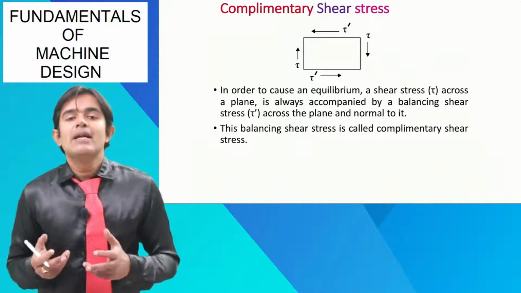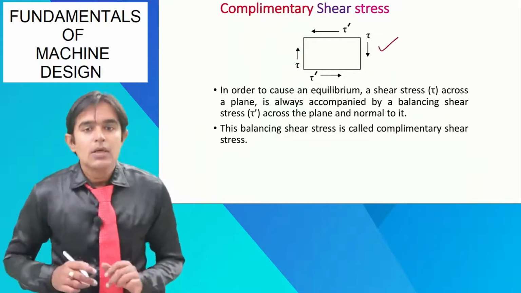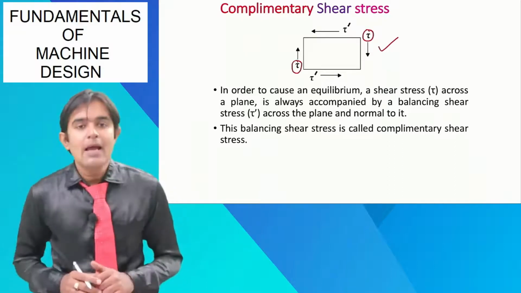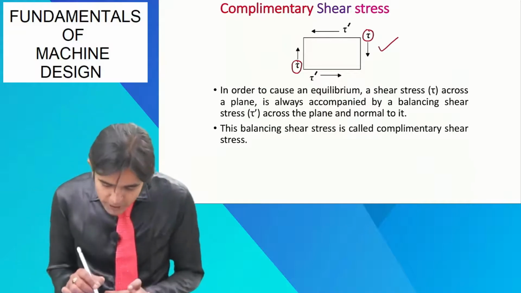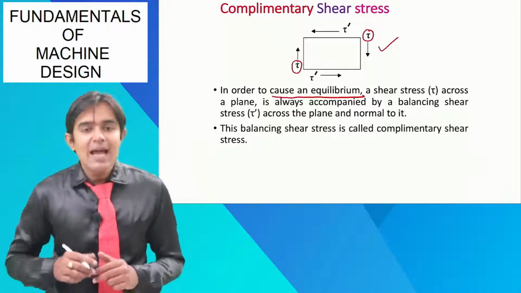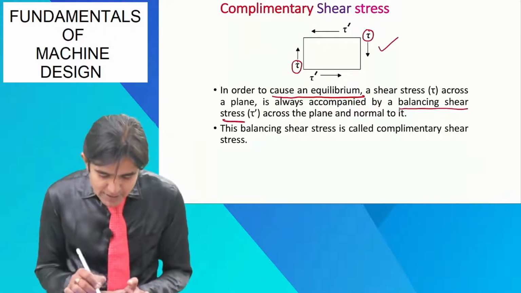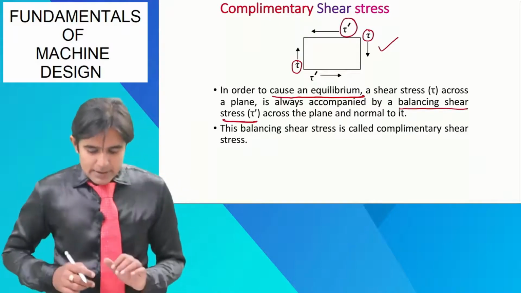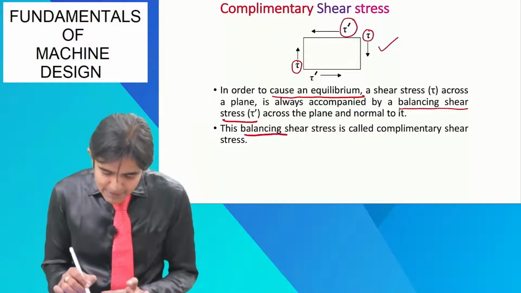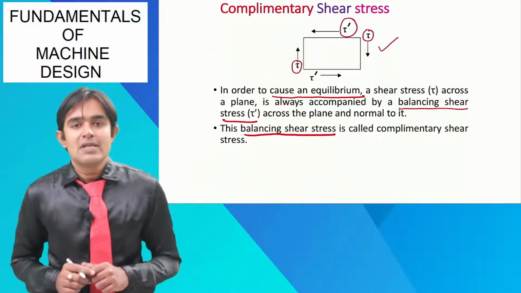Now what is complementary shear stress? You can see there is a block on which two equal and opposite shear stress are acting. In order to cause an equilibrium to the shear stress which is acting on the plane, there is always a balancing shear stress which is denoted by tau dash, which acts normal to it. This balancing shear stress is called as the complementary shear stress.